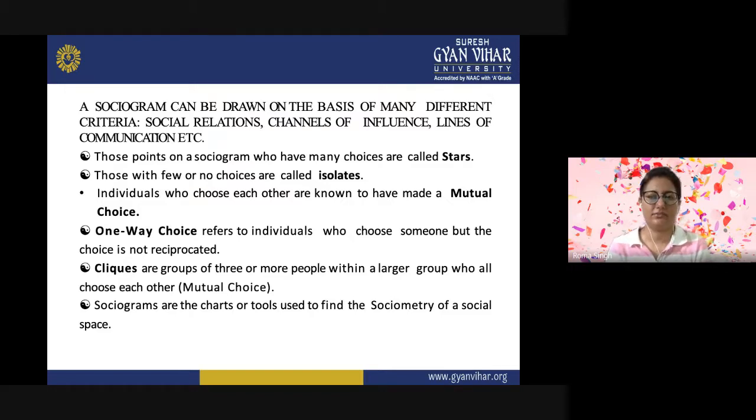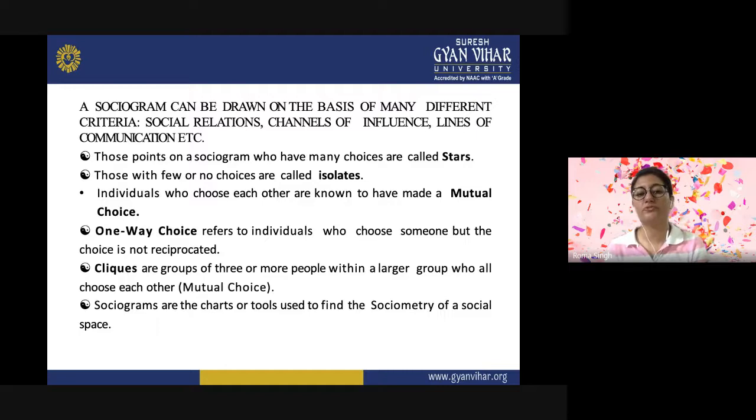Individuals who choose each other, if they are a pair, are known to have made a mutual choice: A and B, we both like each other, A to B, B to A. One-way choice refers to individuals who choose someone, but the choice is not reciprocated. So A prefers a relationship with B, but B does not reciprocate the same choice. They are not mutual. So this will be known as a one-way choice.